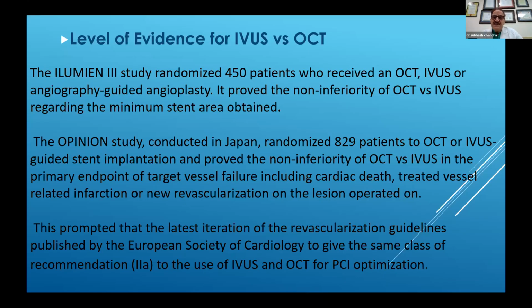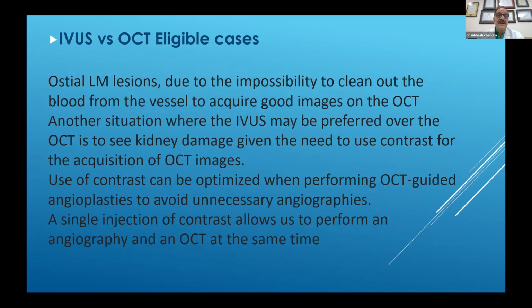The level of evidence has been defined by the trials conducted in the past. For OCT, the Illumien 3 trial and the OPINION trial have suggested that this is a tool which is the future because of these very clear and nice pictures of the intima and the arterial wall. And therefore OCT scores here when it comes to characterization of the inside of the artery.